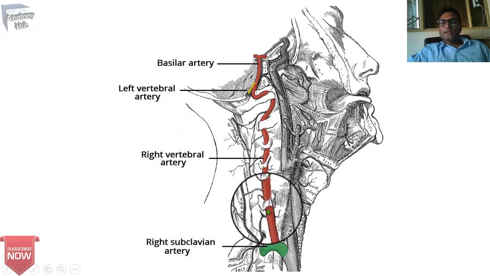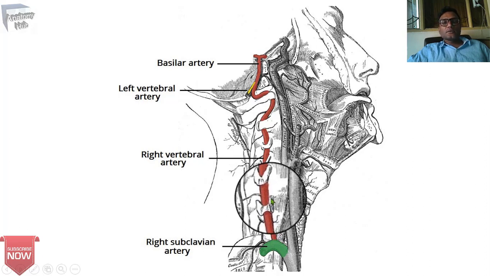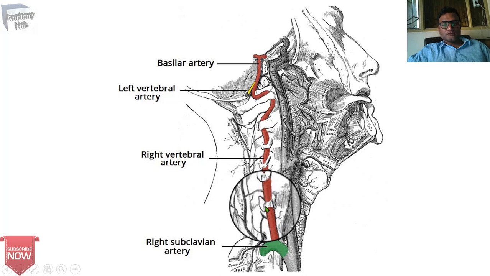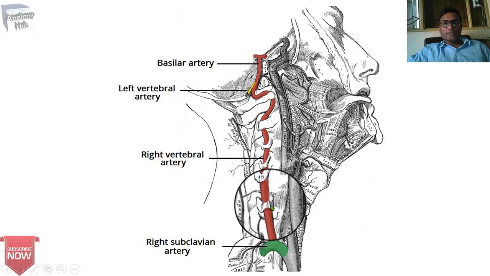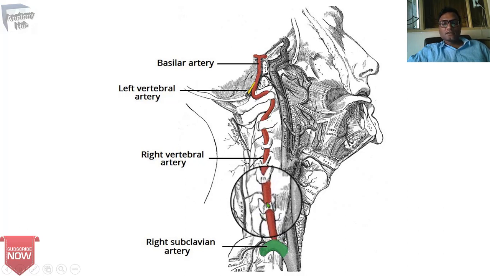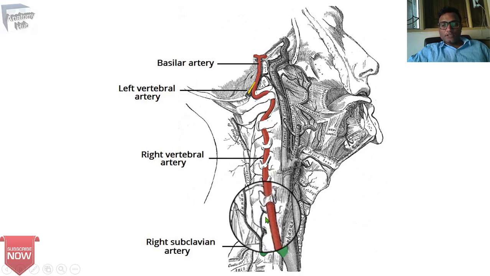And here at the C6 level, you will find a tubercle, which is also a uniqueness of the cervical vertebrae, which can compress the vertebral artery and cause ischemia. That's why this tubercle is known as the carotid tubercle. That is one of the uniqueness of the cervical vertebrae.